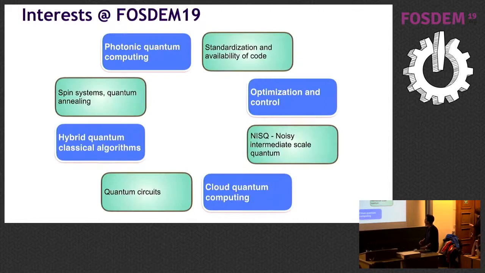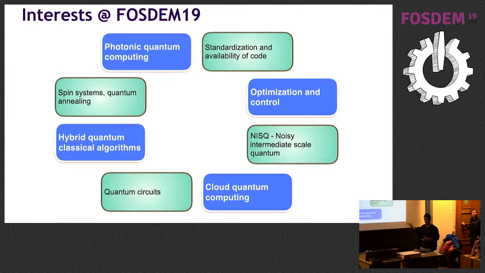So I tried to gauge the interest here at FOSDEM, and honestly speaking, I had to change a lot of my slides this morning because I realized that I'm not speaking to an audience which is homogeneous, which comes from a quantum physics background or just from a coding background. These are some of the things that we are interested in at the FOSDEM Quantum Computing Dev Room today. Standardization and availability of code, that's a normal topic in an open source conference. But then we have spin systems, quantum annealing. Later on, we have talks about photonic quantum computing, noisy intermediate scale quantum physics, and quantum circuits, of course.